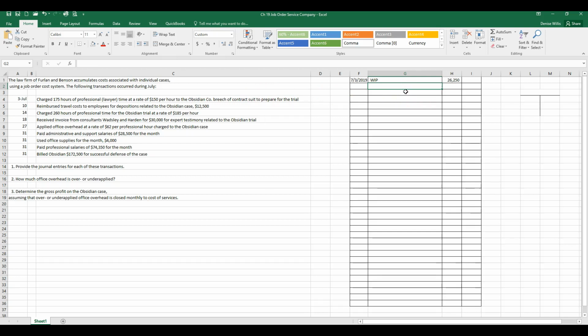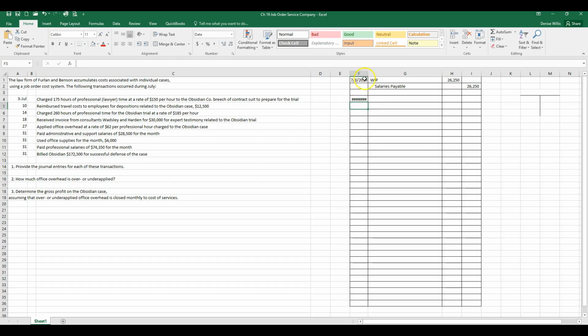Now, what is going to be our credit? Well, we have somebody that's worked on this. This is a salaries payable situation. So let's credit salaries payable for the same amount. Okay, we took care of that. On the 10th, let's go to the 10th.